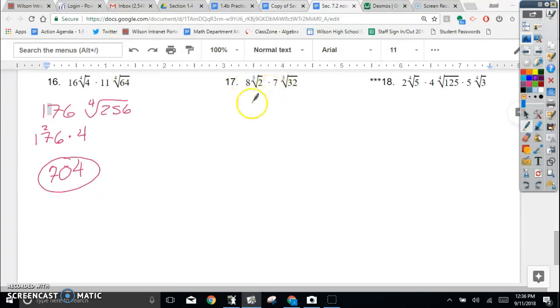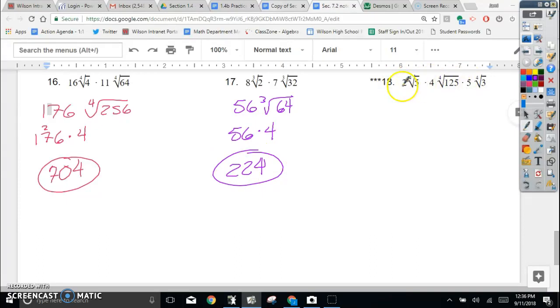Number 17. 8 times 7 is 56. Cube root, 2 times 32 is 64. So we want numbers that go into 64. That is a perfect cube again. So we have 56 times 4. So that would be 224. All right, moving right along.